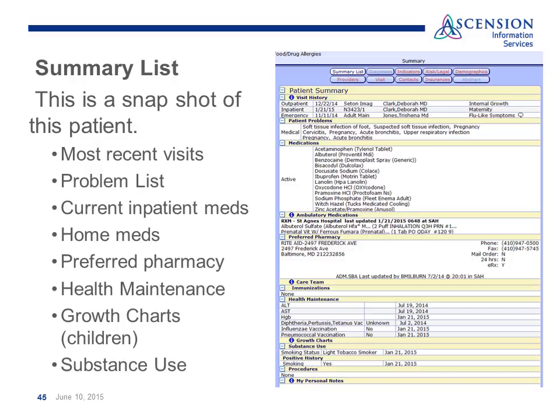The summary list is a snapshot of this patient. It shows the most recent visits, the problem list, current inpatient meds, home meds, and the last time they were updated, preferred pharmacy, health maintenance information, growth charts in children, and substance use.